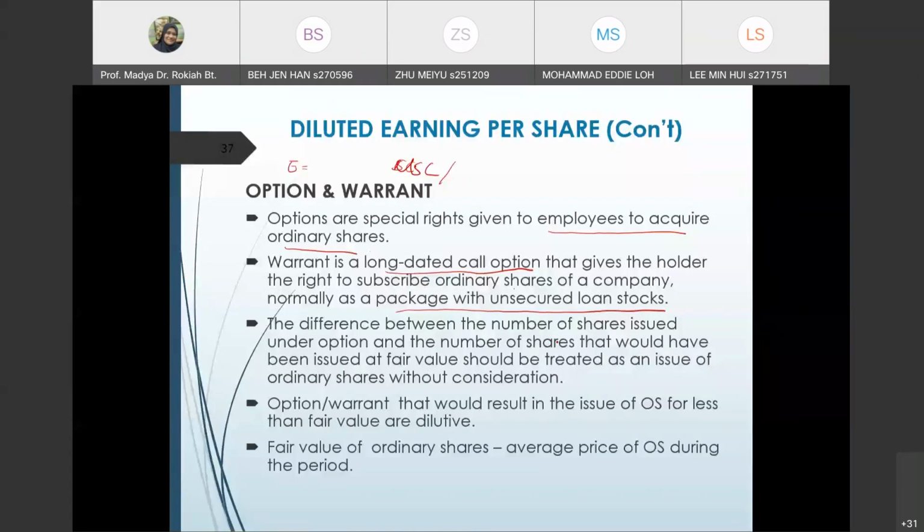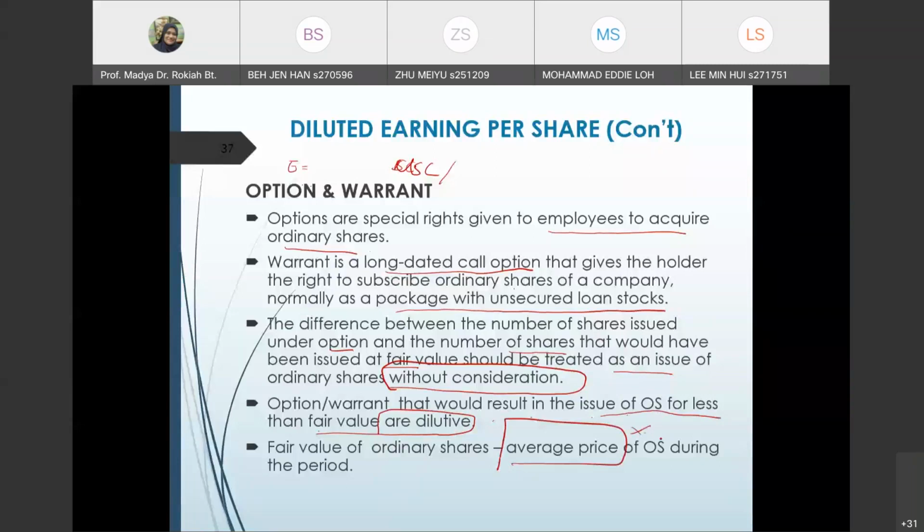The difference between the number of shares issued under options and the number of shares that would have been issued at fair value should be treated as an issue of ordinary shares without consideration. So for the options here, there is a consideration. So options or warrants would result in the issue of ordinary shares for less than fair value, and this one is considered dilutive. Okay, it will result in the issue of ordinary shares at less than fair value, the fair value of ordinary shares. So remember that for the fair value of ordinary shares, we're going to use the average price.